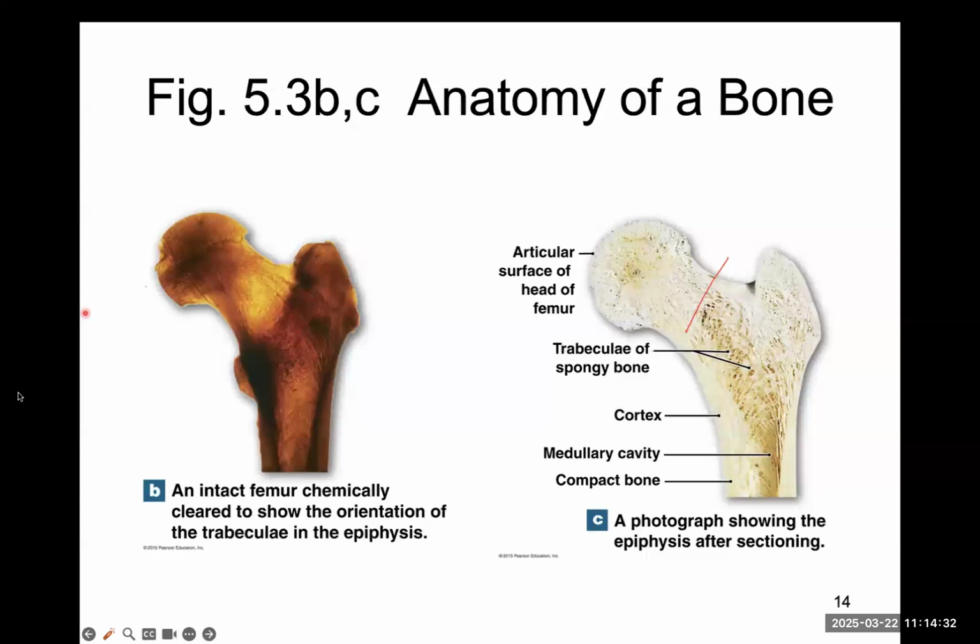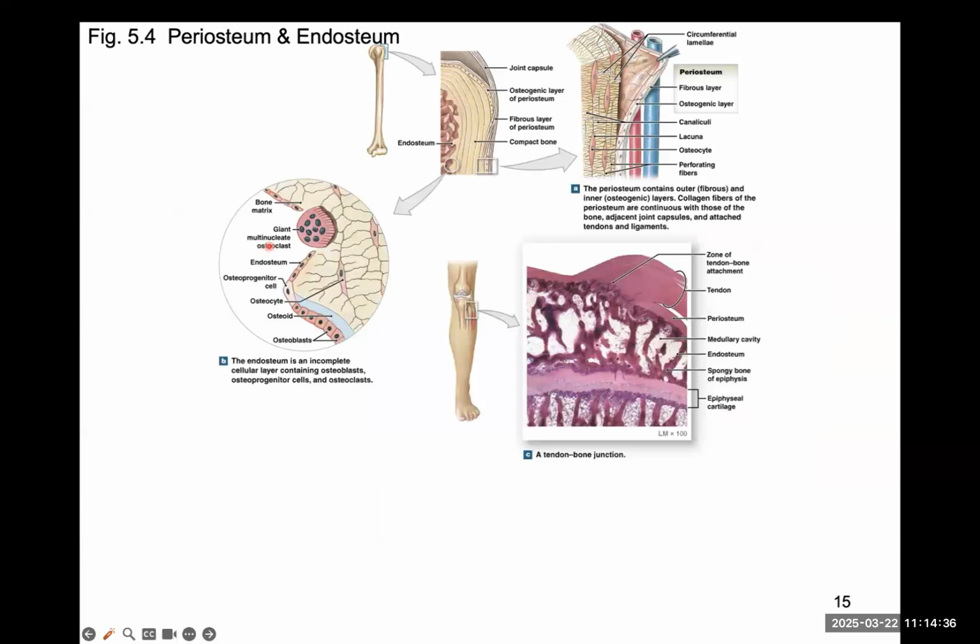Okay. So next we have the layers. So we have the periosteum and endosteum. On the outside of the bone, there's this thing called periosteum. And let's say you look at the bone and you cut it and do a cross section. Once you do a cross section, you're going to have the medullary cavity in the middle.